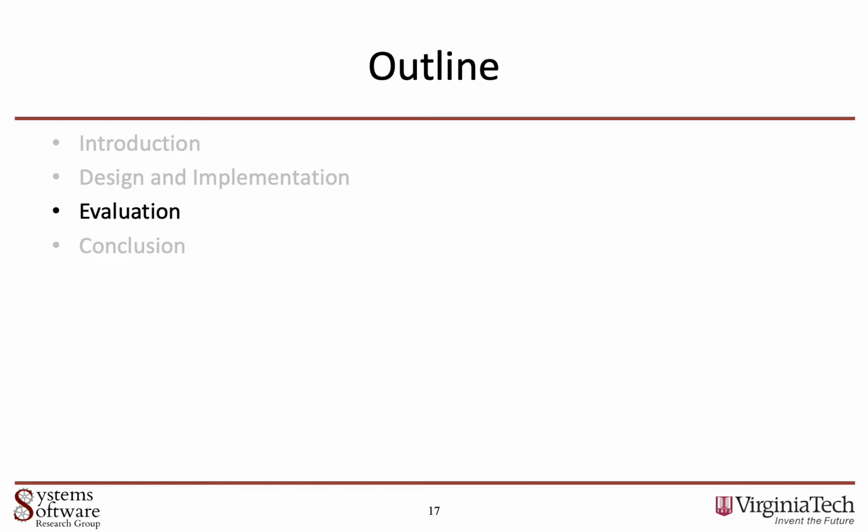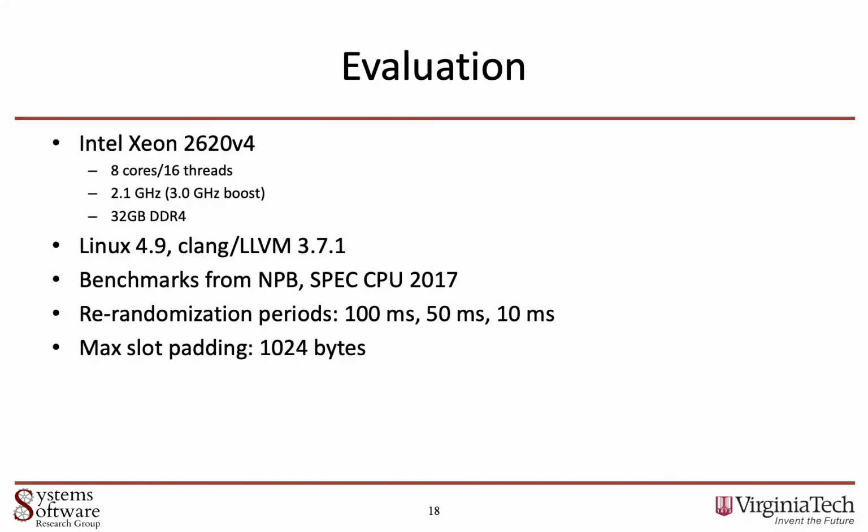Next, let's move on to the evaluation section. Chameleon was evaluated on a platform containing an Intel Xeon 2620 v4. This CPU has 8 cores and 16 threads. It has a 2.1 GHz clock speed with a 3.0 GHz boost, and the platform contained 32 GB of DDR4 RAM.